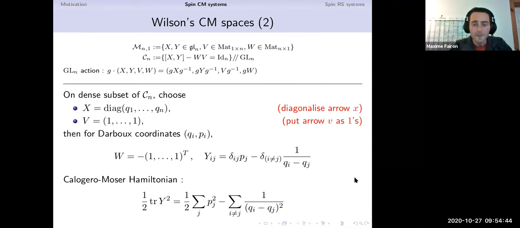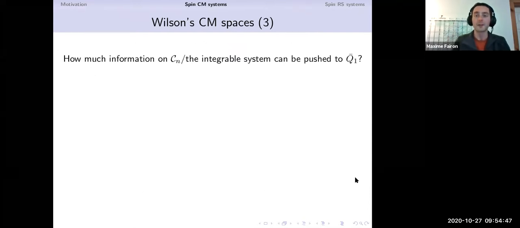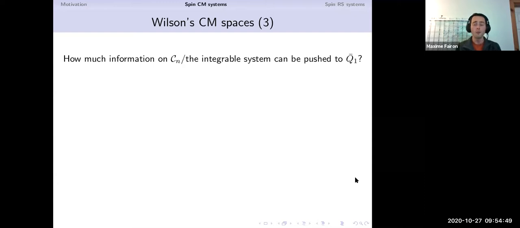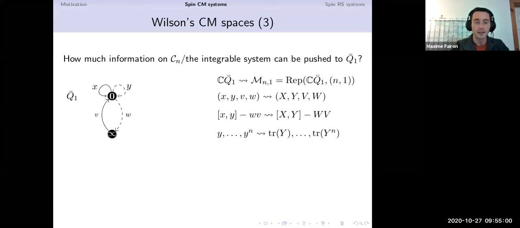So now let me try to ask this question. How much information on this space, which is related to the Calogero-Moser system, how much information can we push onto the quiver? Again, just by looking at it, as I said, in some way we can think of the path algebra of the quiver as really giving us the representation space, up to knowing which vector spaces we will be attaching at 0 and infinity.